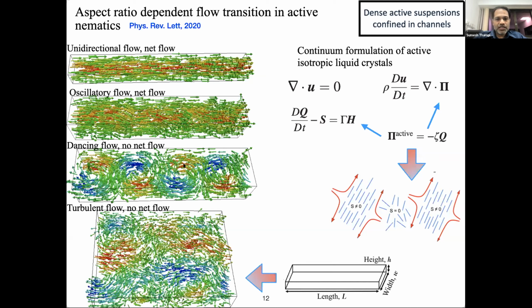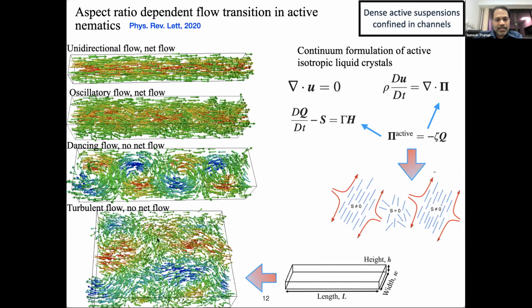Now, if you go to the third state, what happens is that these wave-like structures actually grow so much that they basically start turning around, forming these little vortex-like structures. This is known as dancing flow. This kind of flow was reported earlier in 2D, but we could figure this out in 3D. So this is called a dancing flow. But the important thing is that there is no net flow from left to right.